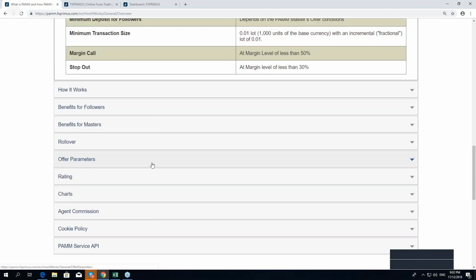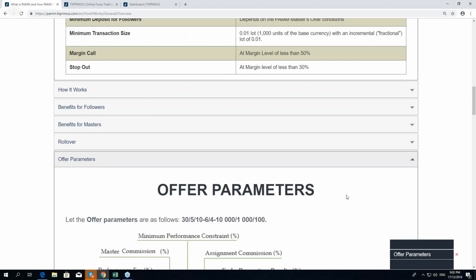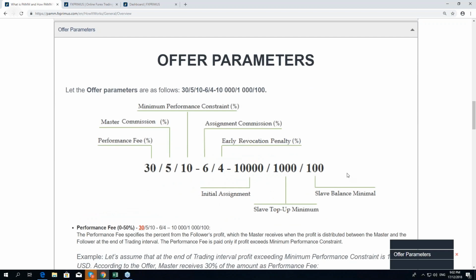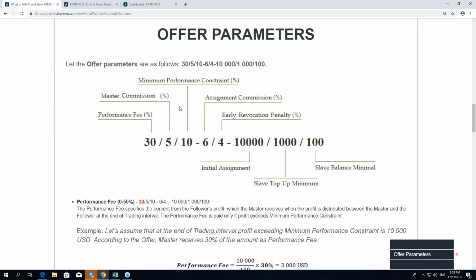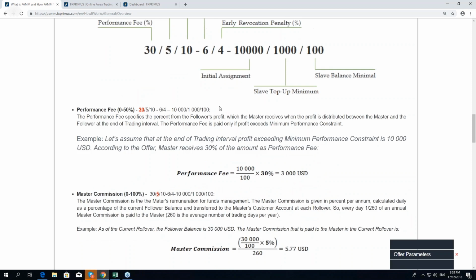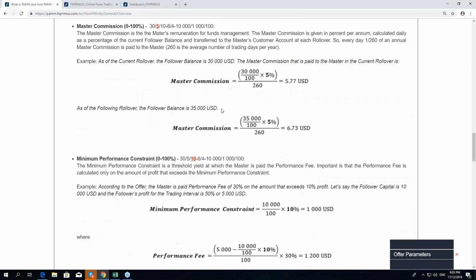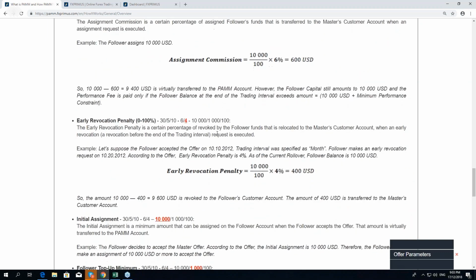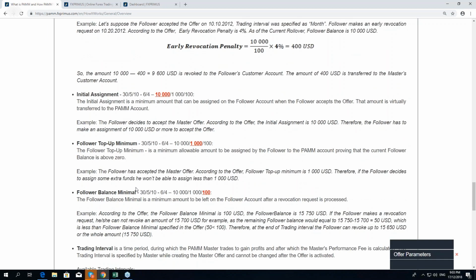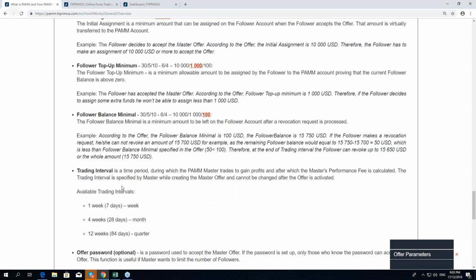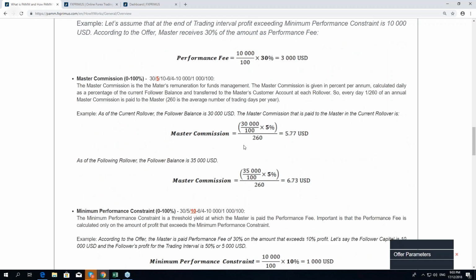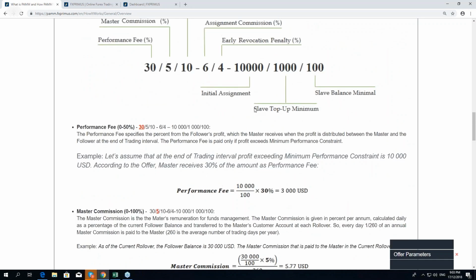Later on, we will invite the 3 masters on, but if you do have time at home, you can actually analyze the offer parameters. These are the terms and conditions being put on the table by each master. Each offer will be different in terms of their performance fee. This is how it's read. The performance fee is the first parameter that we're looking at. The performance fee, the master commission, if there's any, minimum performance constraints, assignment commission, early revocation penalty, if any, initial assignments, minimum top-up balance, and also the trading interval. It's good to understand these parameters, because this is the basis of how we're going to agree to the terms and conditions set by the masters.